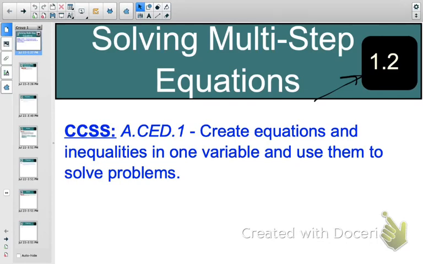So if you look down here in this CCSS, what does CCSS stand for, you might be asking? Well, I'll have you know that CCSS stands for Common Core State Standard. Okay, and it is ACED1, which says create equations and inequalities in one variable and use them to solve problems. All right, so let's get to it, shall we?